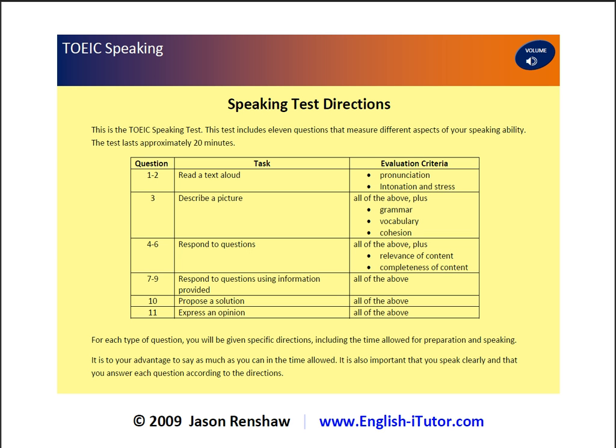Now, when you take the actual TOEIC speaking test, you'll see these directions appear on your screen first. You'll notice that there are six sections to the speaking part of the test, and there are a variety. In many cases, there's more than one question in each part. So we're looking at the first part, which is questions 1 and 2, and it's all about reading a text aloud. And the key evaluation criteria here that you can see is pronunciation and intonation and stress.